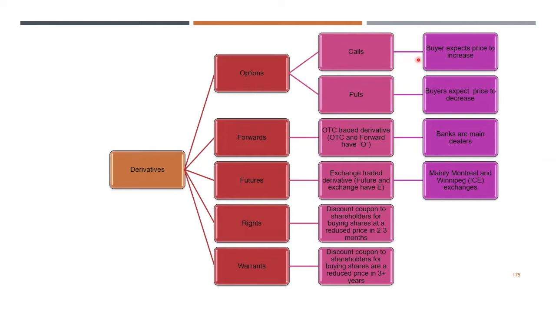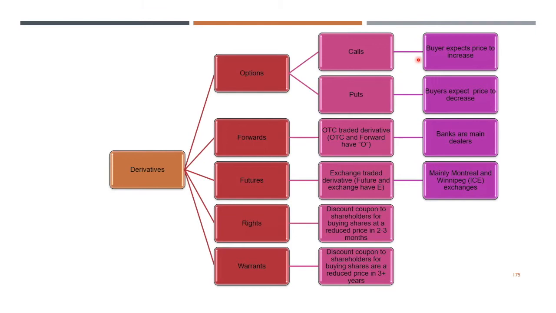In the call, the buyer expects the price to go up. So the buyer is having a contract with another person, and they agree. The one person will say that the price is going to go up, the other thinks the price is going to go down, and they have an agreement. So this is called a call.